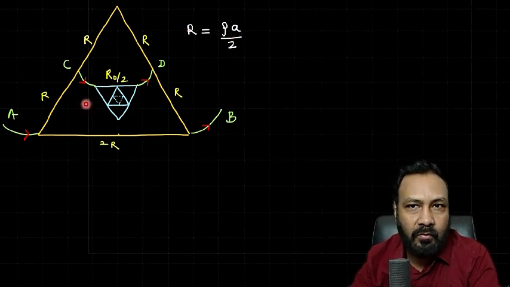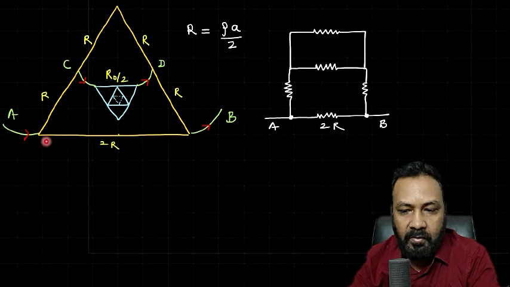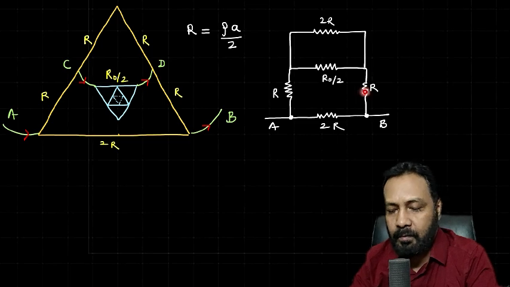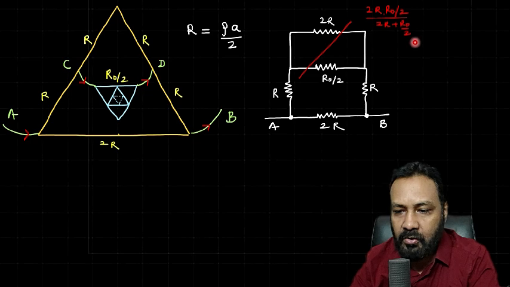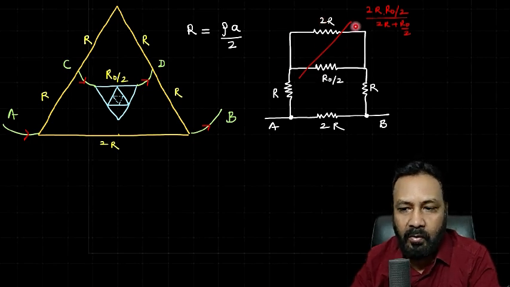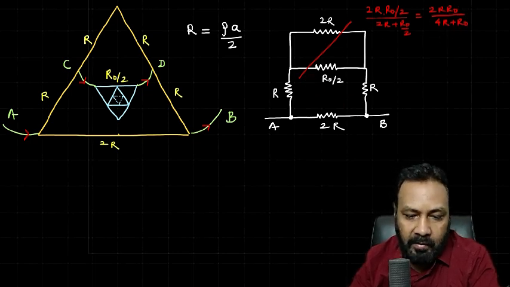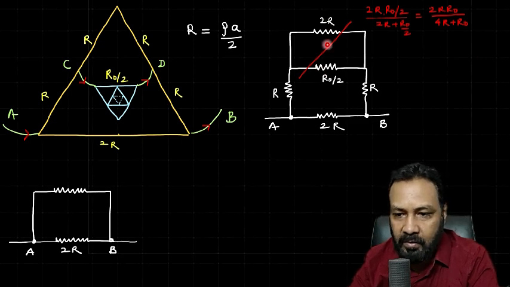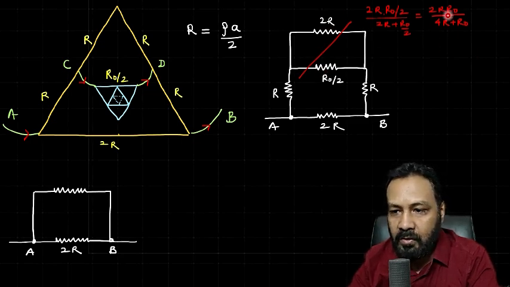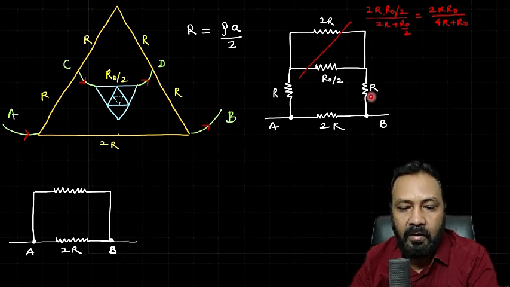And now I can reduce this to a simple circuit. This is a 2R here, and this R is here, so that would be R, that would be R, and that would be R0 by 2, and that is 2R. These two in series would be 2R. And these two in turn are in parallel, so their parallel combination will give R1 R2 upon R1 plus R2, which reduces to 2R R0 upon 4R plus R0. Now this parallel combination will reduce to this, and this thing and this will in turn be in series.